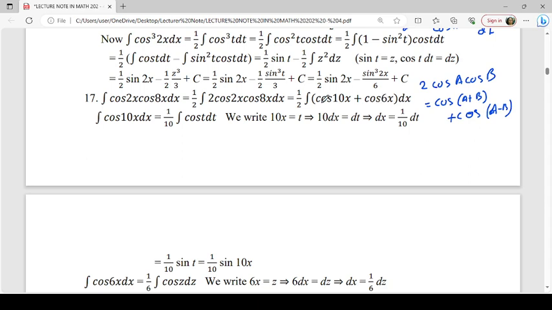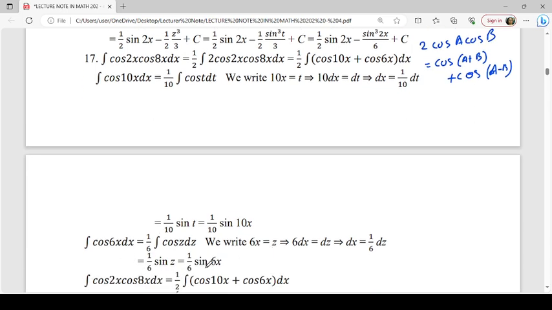And now we can apply the formula. So cos 10x dx: 10x is t, so 10 dx is dt, dx is 1 by 10 dt. So it is 1 by 10 integration of cos t dt, and we have the standard formula, it is sin t, so 1 by 10 sin t, and in place of t we write 10x. Similarly for cos 6x, it is 1 by 6 sin 6x.